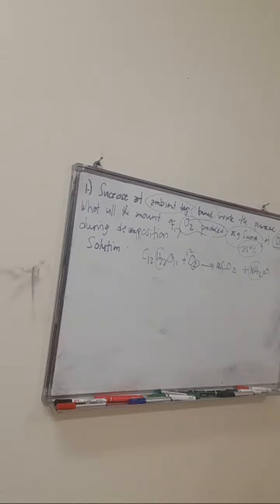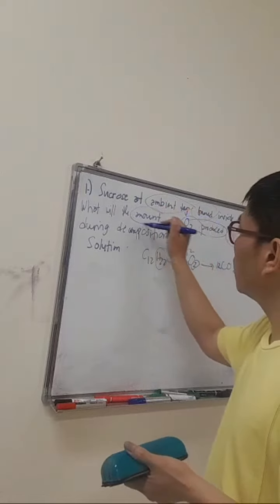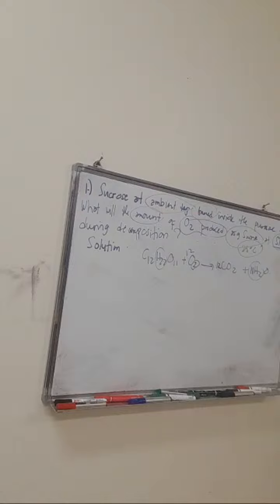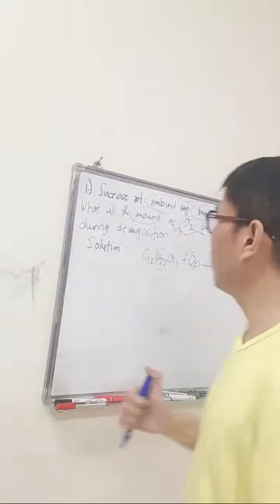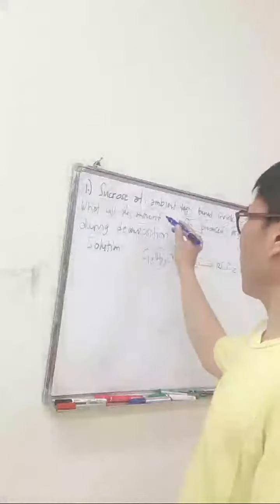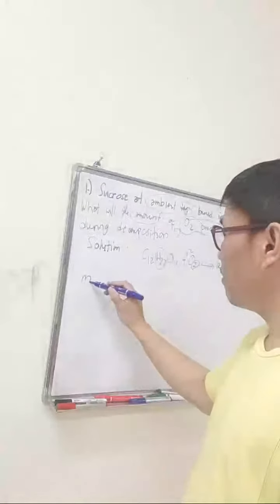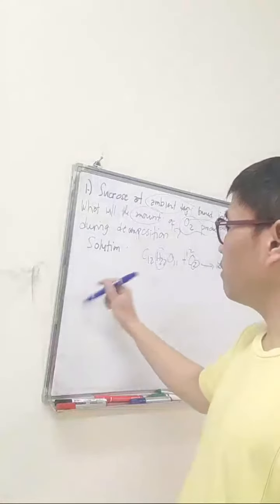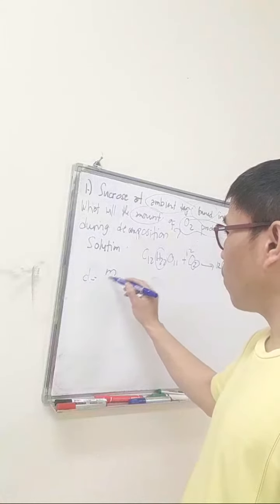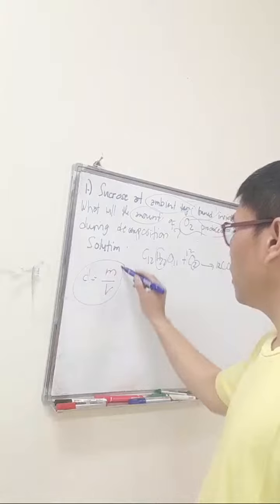Now, what will be the amount of oxygen gas, in grams? Since we have the given 25 grams, we start from 25 grams. Since it involves mass, we can use formulas that involve mass, such as density equals mass over volume.